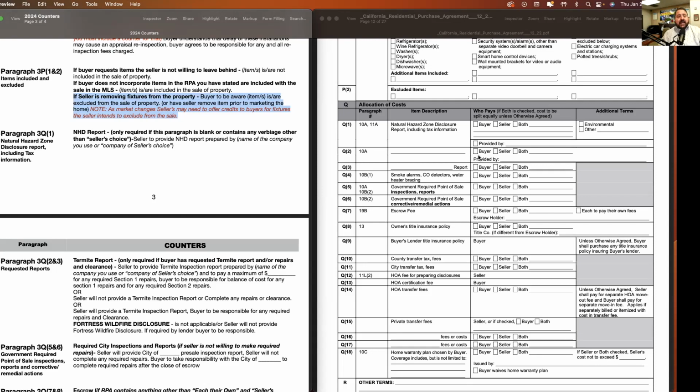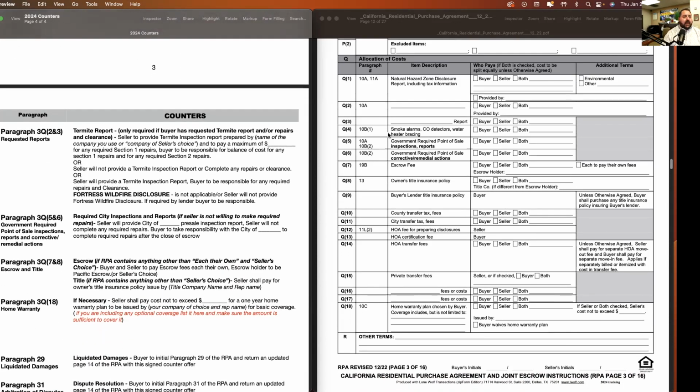Now, the reason that you want to make sure that the seller is paying for that is because technically it is replacing a seller's disclosure. So if the seller doesn't pay for it, if you force the buyer to pay for it, then is the seller really providing the disclosure? That's just always my concern. I don't like that question. I don't like the gray area. So always have the seller pay for the natural hazard disclosure report. Okay.